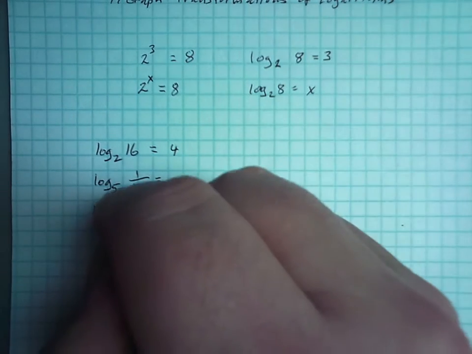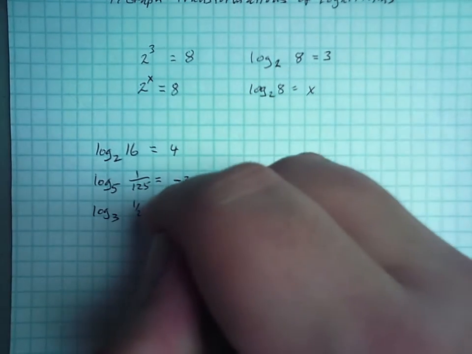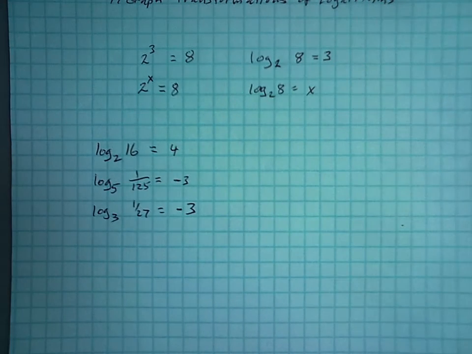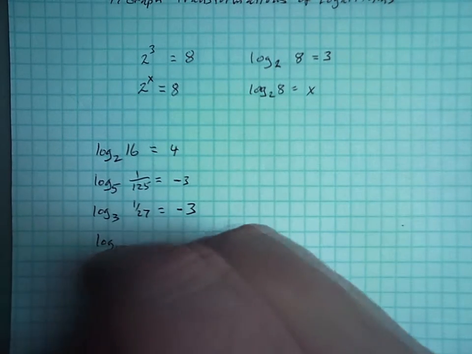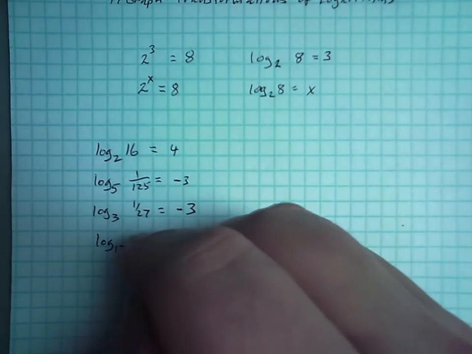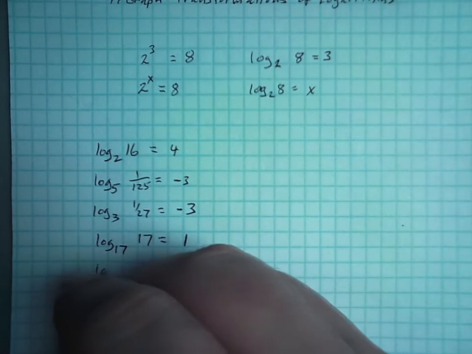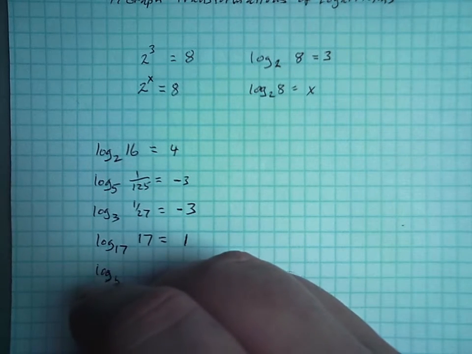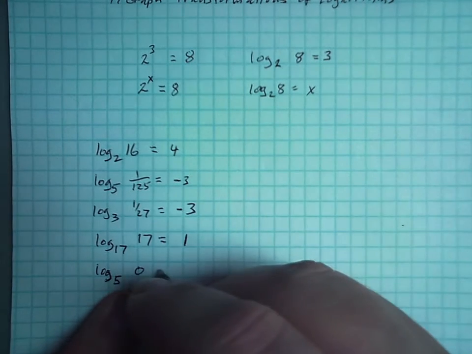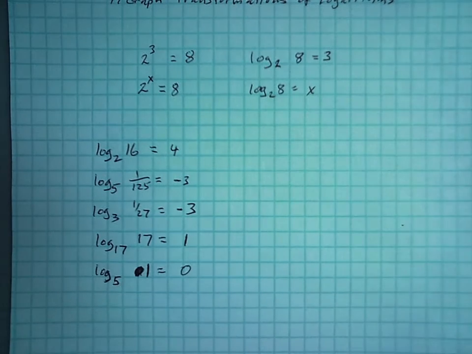Log base 3 of 1 over 27. Very similar idea. 27 is 3 times 3 times 3. That's 3. But to make 1 27th, I need negative 3 again. Same answer twice in a row. Log base 17 of 17. What power do I stick on 17 in order to get 17? Well, 17 is 17 to the first power. You should also keep in mind that it doesn't really matter what base you have. In order to get 1, you have to use an exponent of 0. Anything to the 0th power is 1.